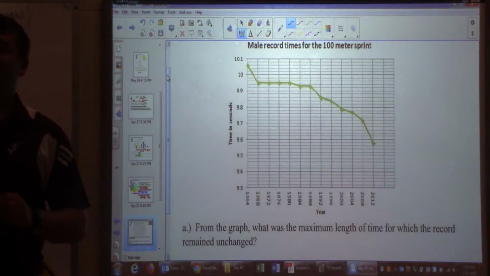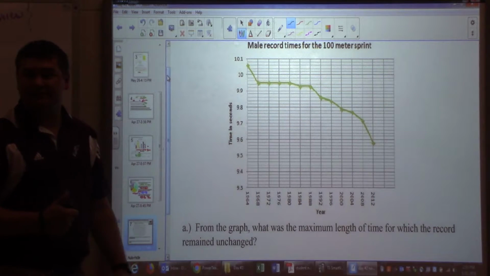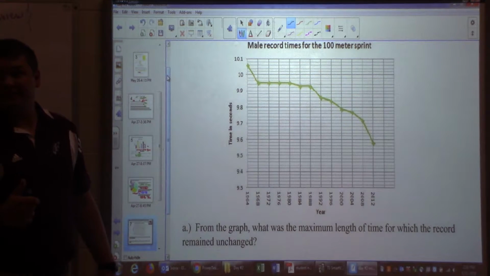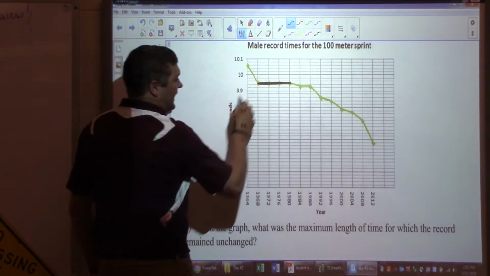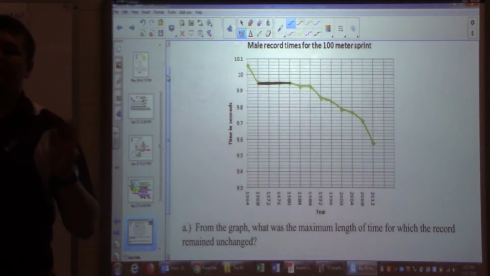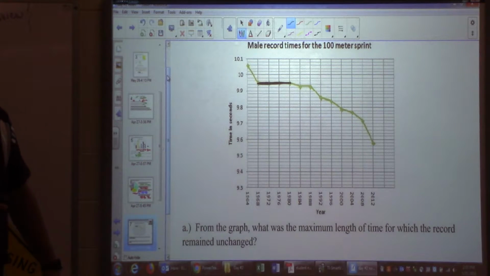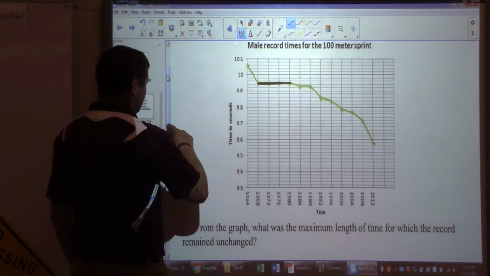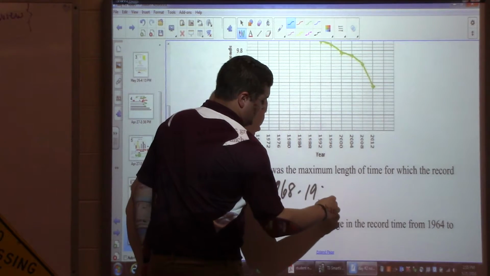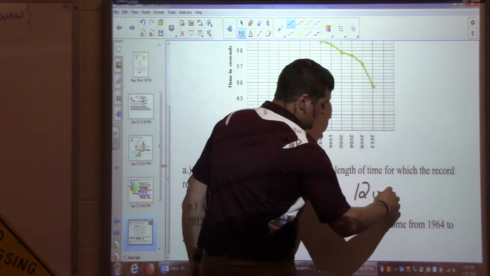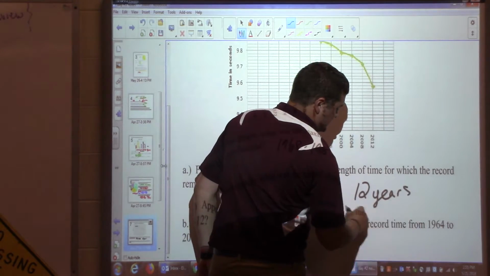Ethan. 12 years, how'd you get that? The graph, right? Wherever it's flat. I want to know the longest flat graph. So that goes from 1968 to 1980, which is a total of 12 years. Good.